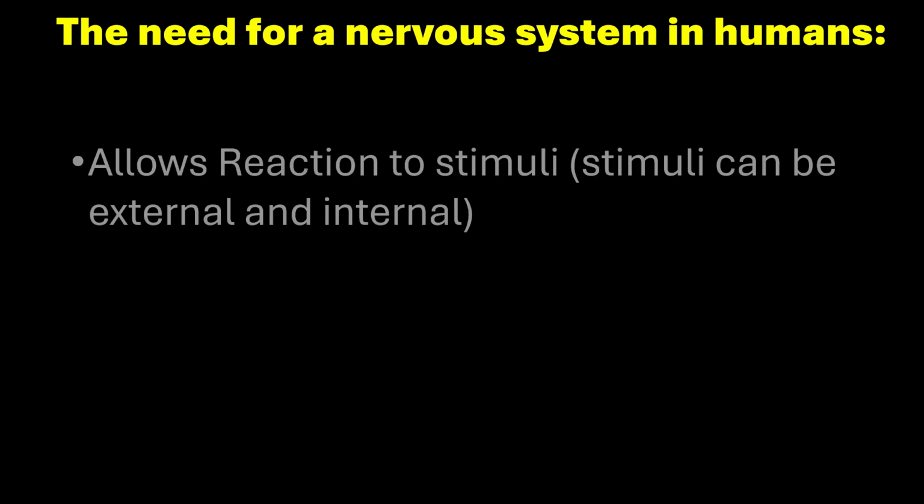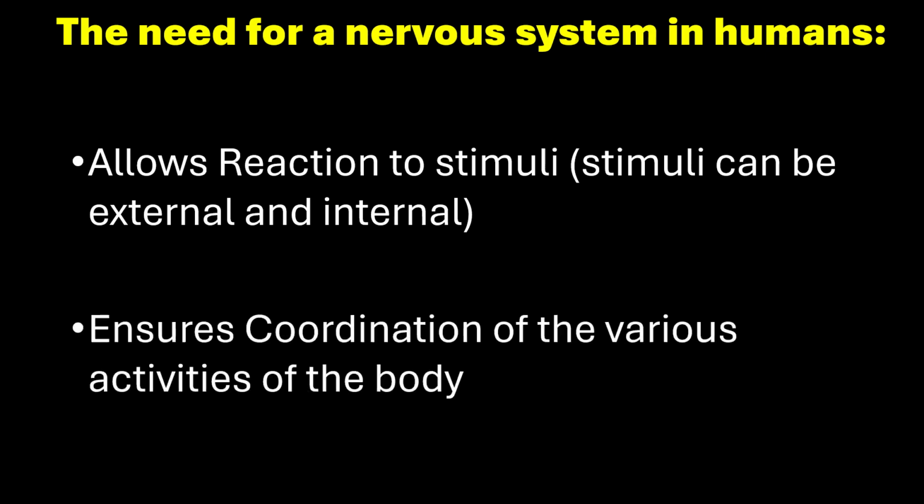So, why do we need a nervous system? Why should we have a brain? Why should we care when we touch a hot object or when we step on a needle? This allows reaction to stimuli. The stimuli can be external or internal. So, we need a nervous system so that we can react to stimuli.